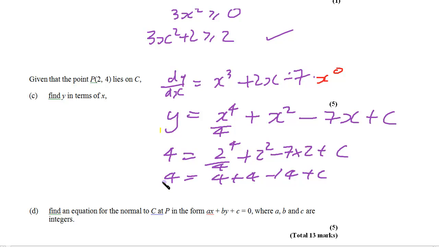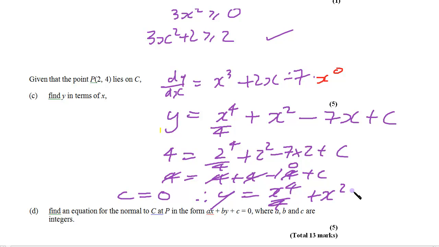Let's put that equal to 4. We can cancel out that with that. We can cancel out that with that to leave 10. So we can see that c equals 10. Therefore, y will equal x to the 4 over 4 plus x squared minus 7x plus 10.